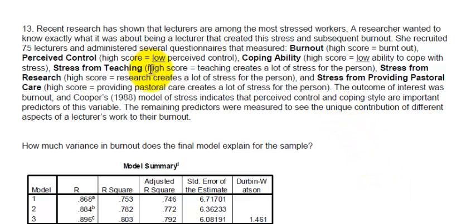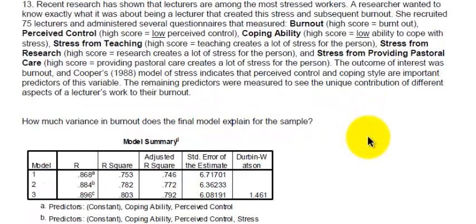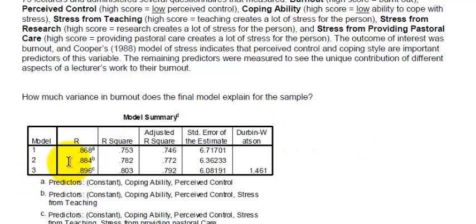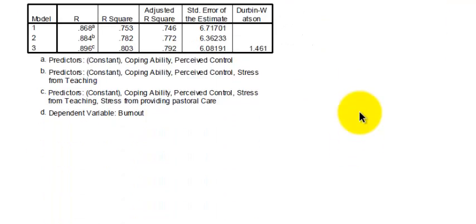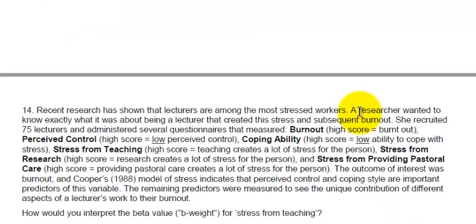Looks like you get another regression model, and she wants to know how much variance in burnout the final model explains. So the final model is the last one, 3, and you go to your R squared, 0.803. So about 80.3% of the variance in the DV, burnout, can be explained by whatever model you're using there. So that's actually pretty good. And let's go to the next one.